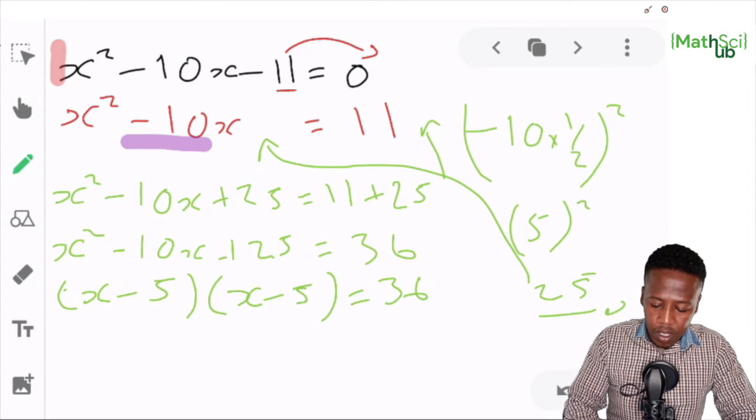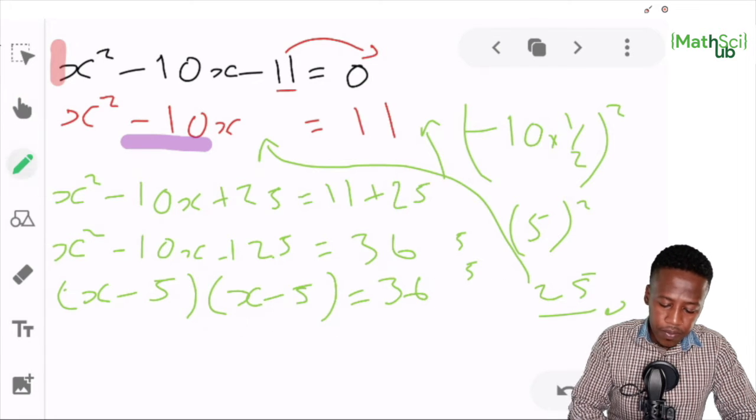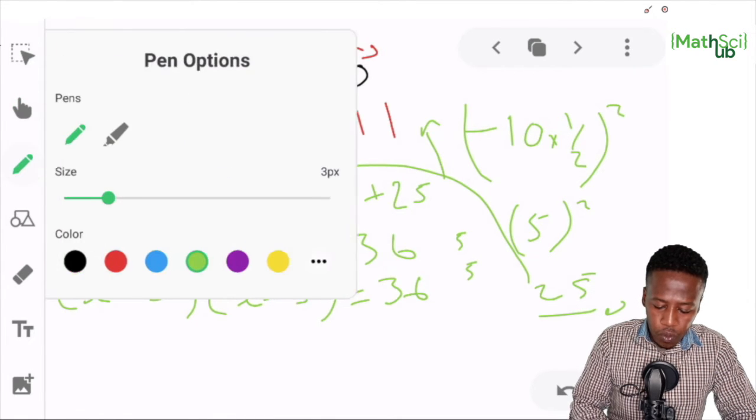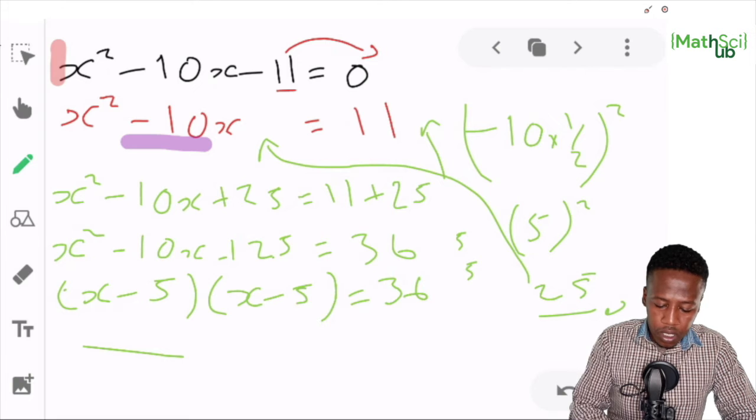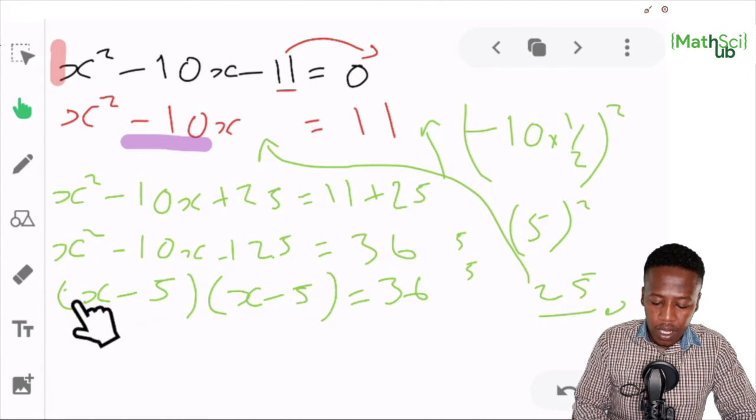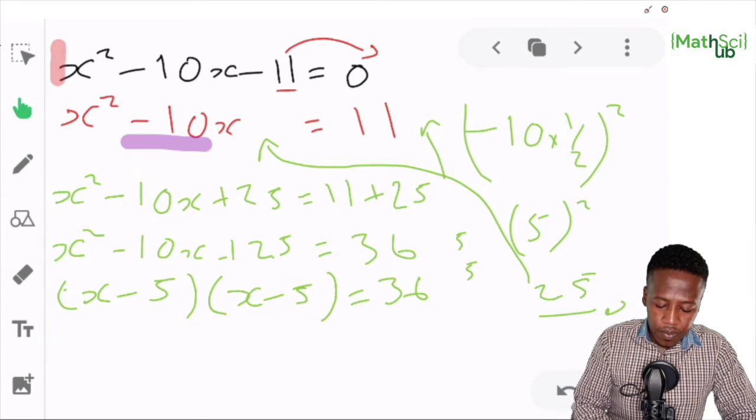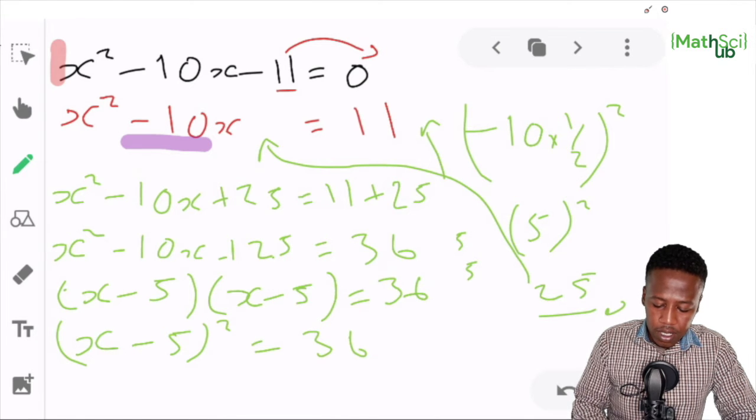Now in this case, 5 and 5 are factors of 25. And then if you add them, you do get a 10, right? Now can you see now we have a perfect square, because we can write this whole thing now as one thing and then square it. We will have x minus 5 all squared equals 36.